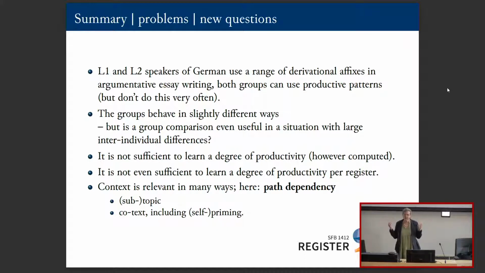And context is relevant in many, many ways. And here I've shown you two different types of path dependency: the subtopic of a prompt, and also the co-text, that is the text that you've produced before, including the self-priming within the lexicon.